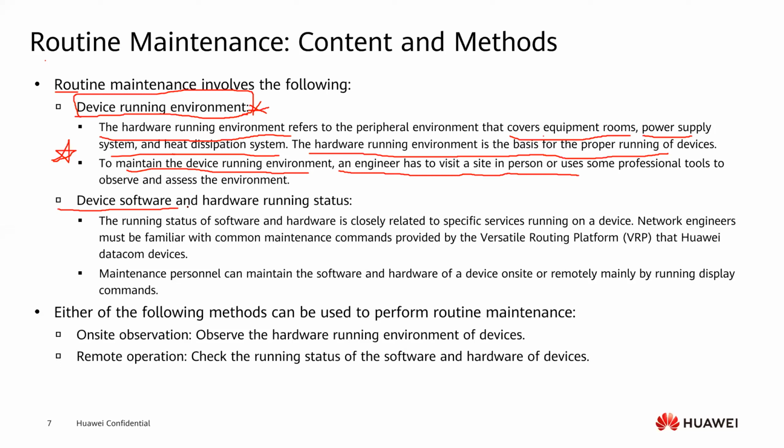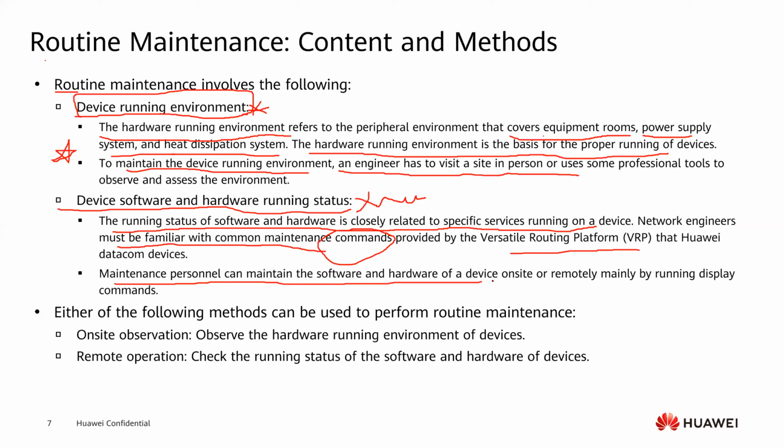The other type is device software and hardware running status. This is what we focus on. The running status of software and hardware is closely related to the specific services running on our device. So a network engineer must be familiar with common maintenance commands, such as display version and display configuration, and so on. These are provided by VRP. Maintenance personnel can maintain the software and hardware of a device on site or remotely, mainly by running display commands.